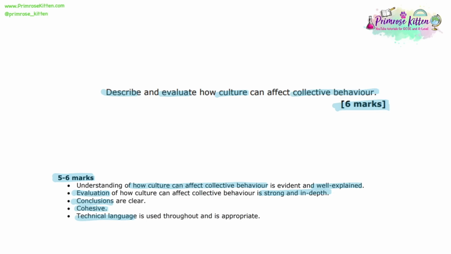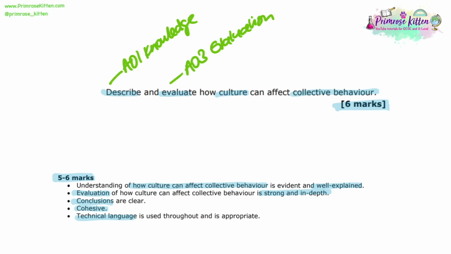So just to unpick the question further, we know that there are both describe AO1 knowledge marks available and evaluation AO3 marks available too. So there'll be 2 distinct sections to the response, but all this needs to be focused on how culture can affect collective behaviour. So we'll be specifically looking for some cultural differences to show how collective behaviour might differ across different cultures, but the focus being on this collective behaviour. How do people respond in a group situation or when the behaviour could benefit others?